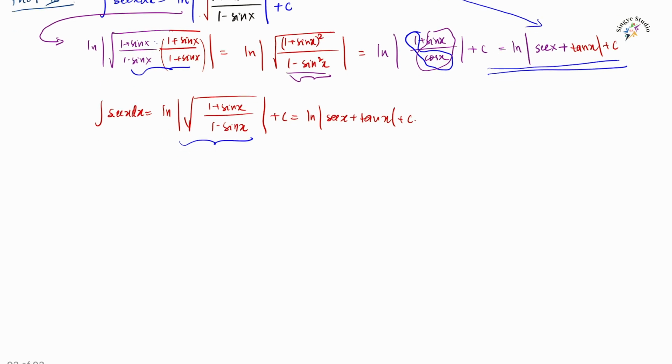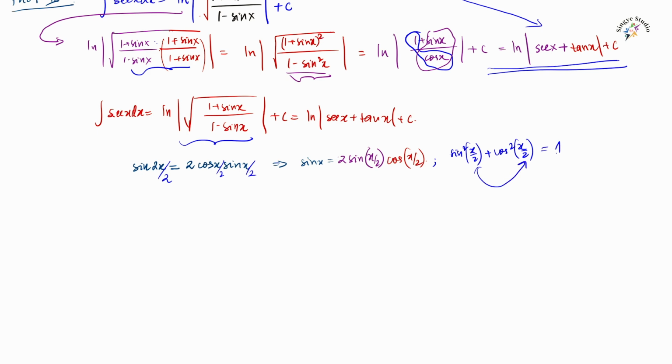Now notice that we have sine 2x, which is the double angle formula: 2 times cosine x times sine x. If the angle is divided by 2, then I have to divide this angle by 2. Therefore, my sine x will become 2 times sine of x by 2 times cosine of x by 2. And from the Pythagorean identity, we know that sine square x by 2 plus cosine square x by 2, with the same angle inputs, is equal to 1.